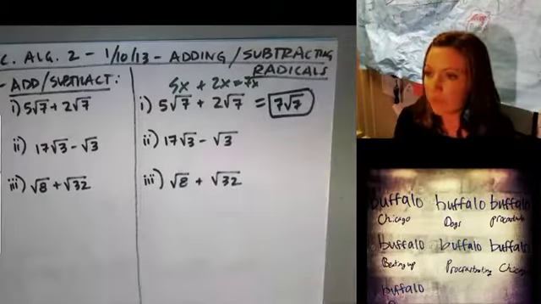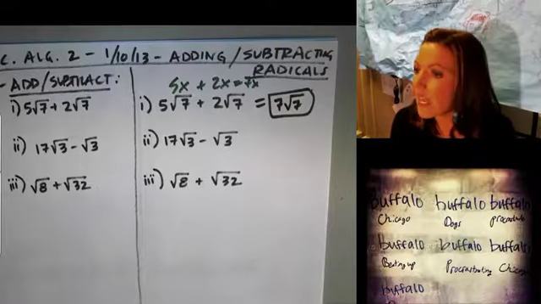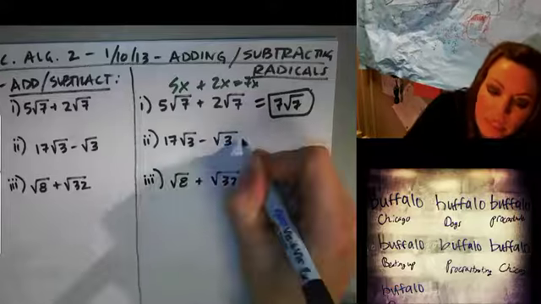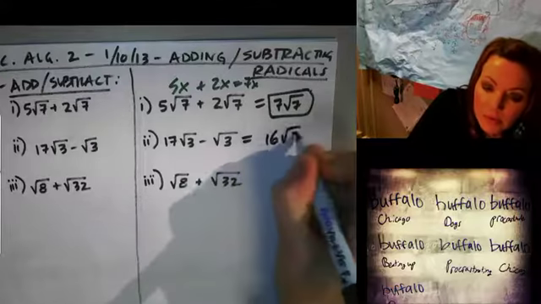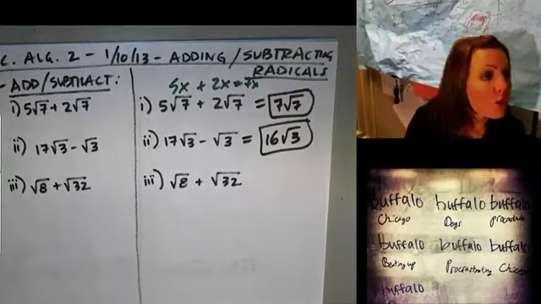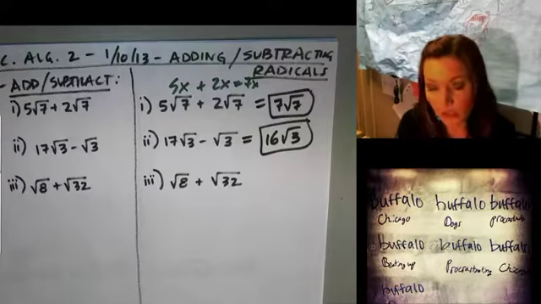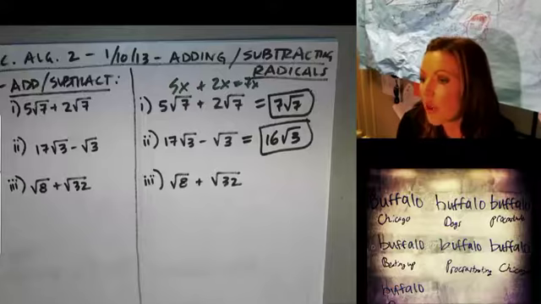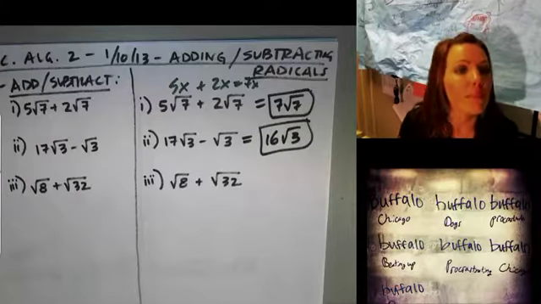Okay, next. 17 root 3 minus 1 root 3 is how many root 3s? 16 root 3. Next, I think we all can agree that the square root of 8 is not the same thing as the square root of 32. But does anybody have a suggestion as to how we might be able to get them to be the same? Lydia?